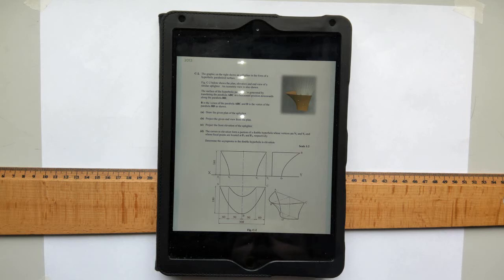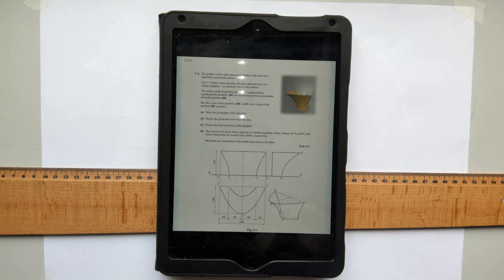The surface of the hyperbolic paraboloid is generated by translating the parabola ABC in a horizontal position downwards along the parabola BD. B is the vertex of the parabola ABC, and D is the vertex of the parabola BD as shown. Part A, draw the given plan of the uplighter. Part B, project the given end view from the plan. And Part C, project the front elevation of the uplighter.